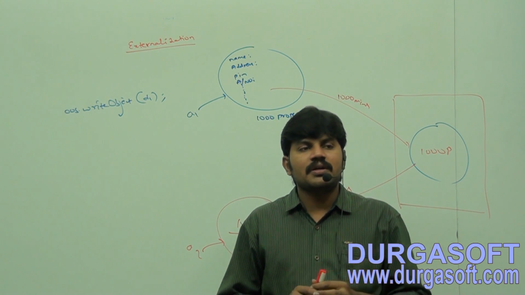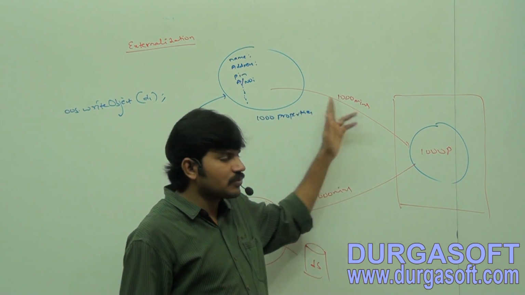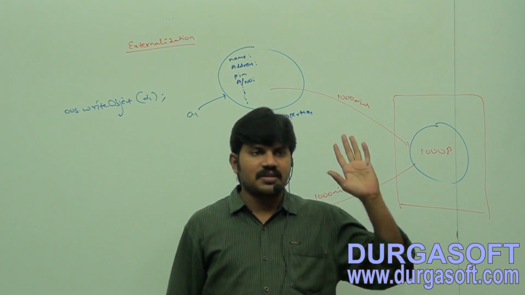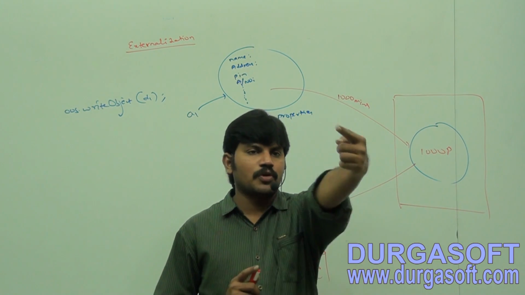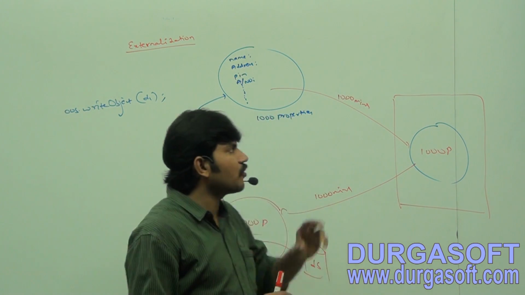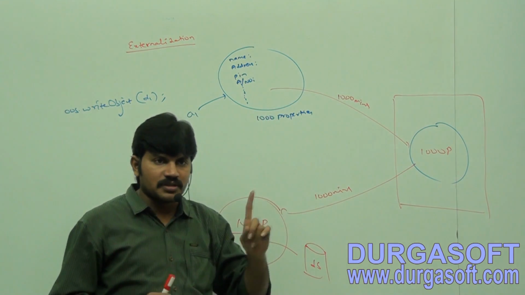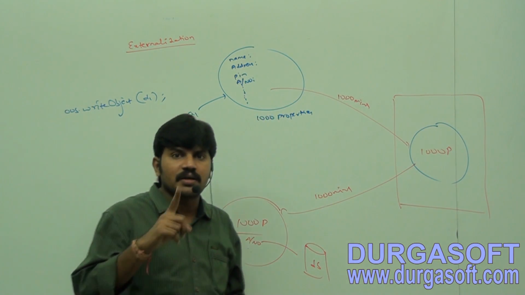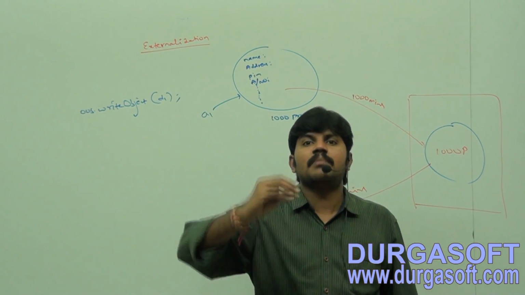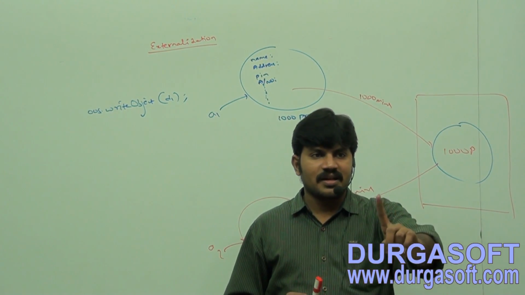So in serialization, the total object will always be saved to the file, and it is not possible to save part of the object. Sir, I don't want 1000 properties, I want only one property. Whether you require one property or 2 properties, the total object will compulsorily be saved. It is not possible to save part of the object in serialization, which may sometimes create performance problems. To overcome these problems, we should go for the externalization concept.